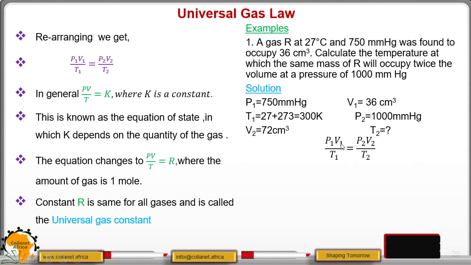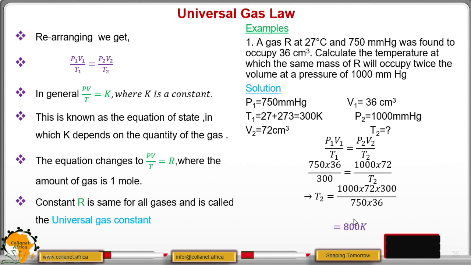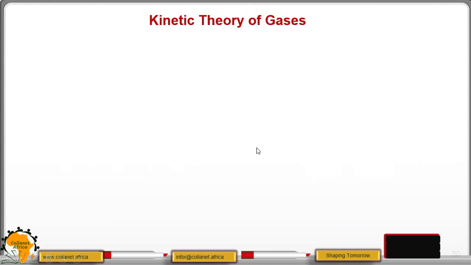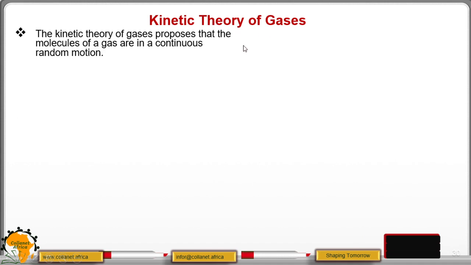So this will be P1 V1 over T1 is equal to P2 V2 over T2. By so doing, you replace the values and you'll find that you have only one unknown. You can make T2 the subject of the formula by cross multiplying: 1000 times 72 times 300, then divide by 750 times 36. When you key these values inside your calculator, you get that the value of T2 will be 800 Kelvin.